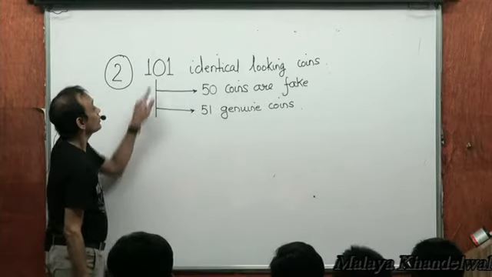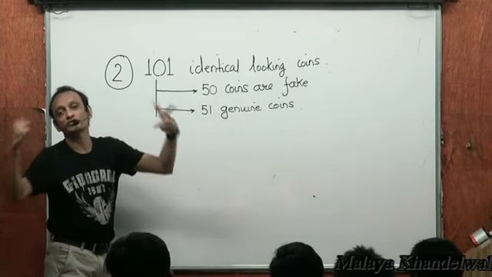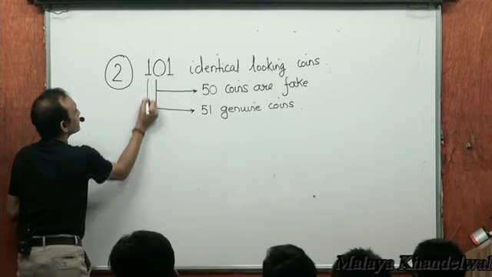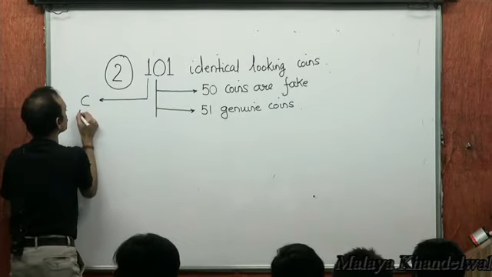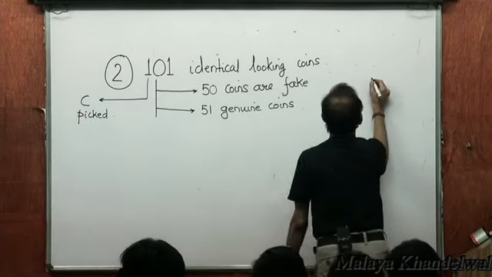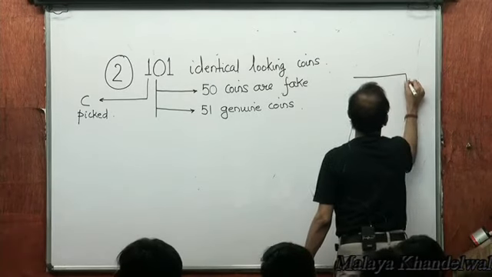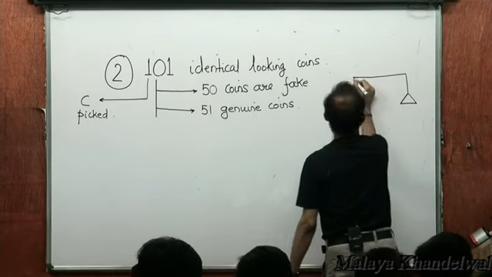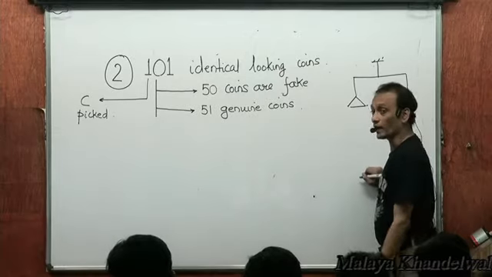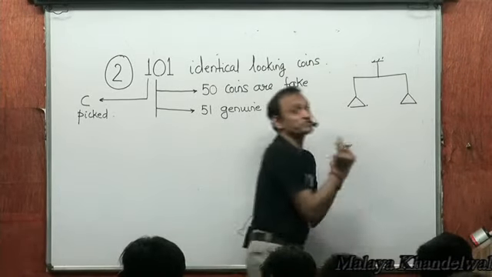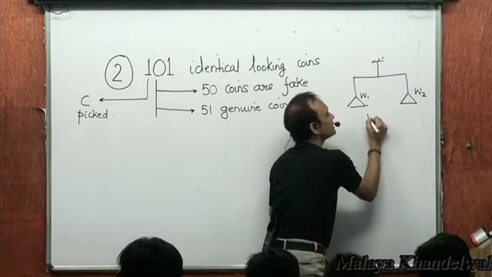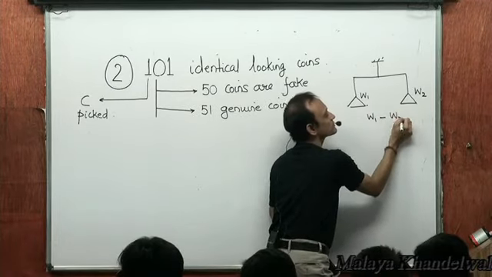Now, from this set, I pick a coin randomly. A certain coin C is picked. Now I have a balance, a weighing machine, which is capable of telling me the difference in the weights in the two pans.